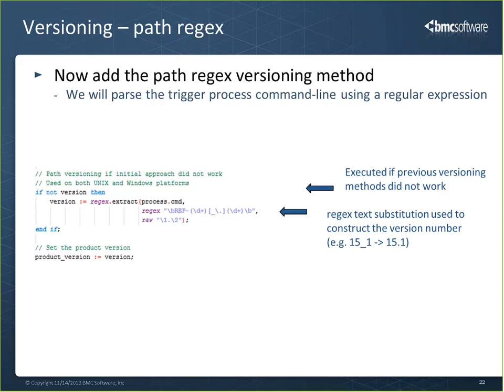You should also note here, when we're doing our regular expression parsing, we're also doing text substitution in order to construct a version number. If you recall from the process command line, the version was present in the path, but it was shown as major underscore minor, whereas really we want to present it as major.minor, which would be the normal way of presenting version information. So we're using text substitution during regular expression parsing to do this.